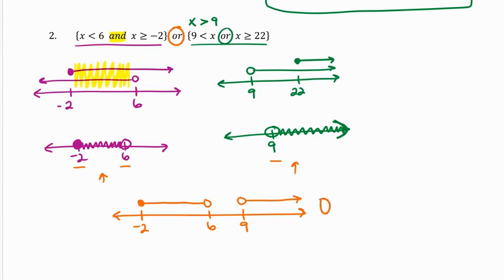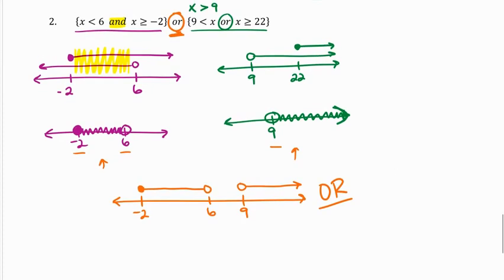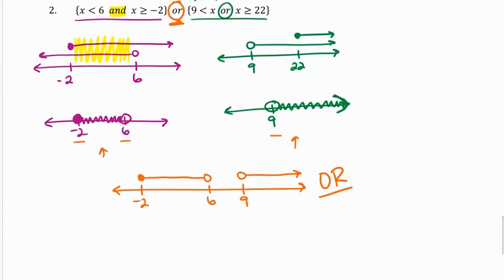And this is an or again, right? Because of what this was up here. So again, if it's an or, we're just going to smash all of that down onto the number line. I want to graph everything I see on that number line. So my final graph, I'd have -2, 6, and 9. And we've got a closed circle and an open circle and shaded in between. And then we've got an open circle and shaded to the right.